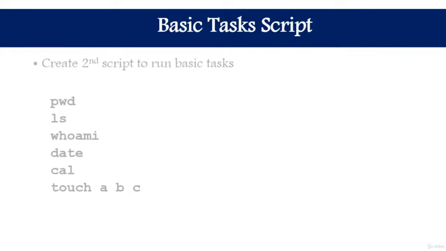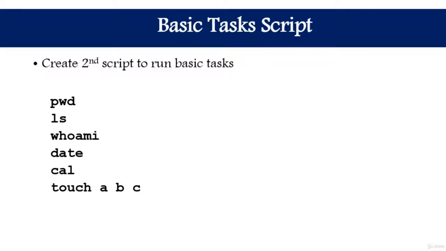Basic task scripts. This is our second script that we will create together, and this will actually execute some basic tasks based on some basic commands. The first task we will define in our script is pwd, that will print my working directory. ls, which will list all the files or directories in my current directory.